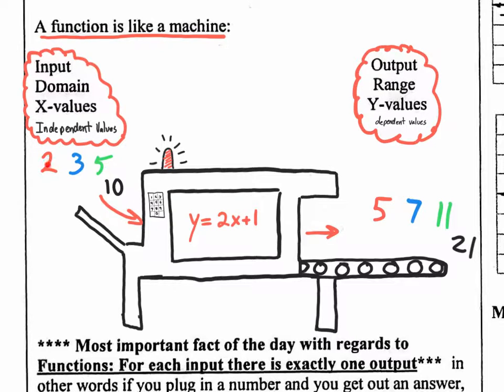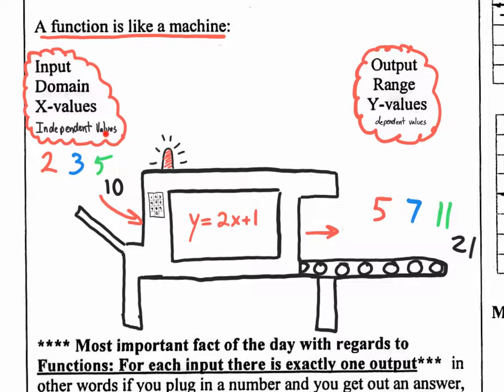Now, why would I call 2 an X? Because that's where you plug it in. You plug it into the X. And if you actually work it out, 2 times 2 plus 1, you get 5, but it really says Y equals 5. So why do we call the 5 the Y values? Because that's what it is. So the numbers that are going in, actually all the time, they are the X values that are going in, and the answers that come out, those are the Y values.